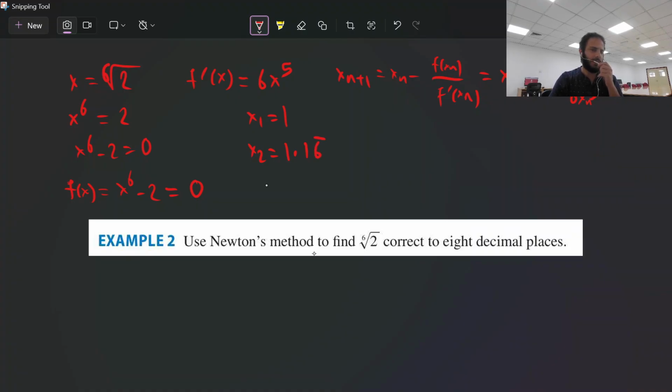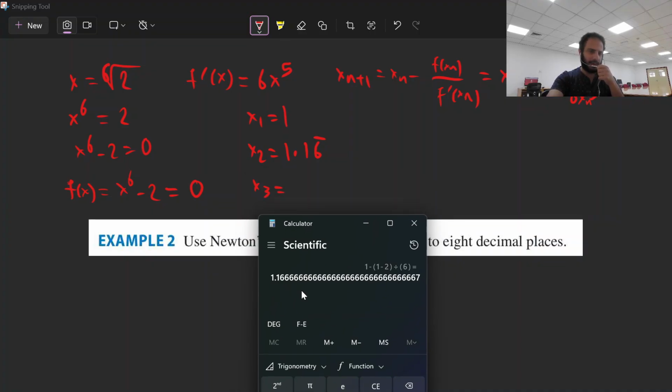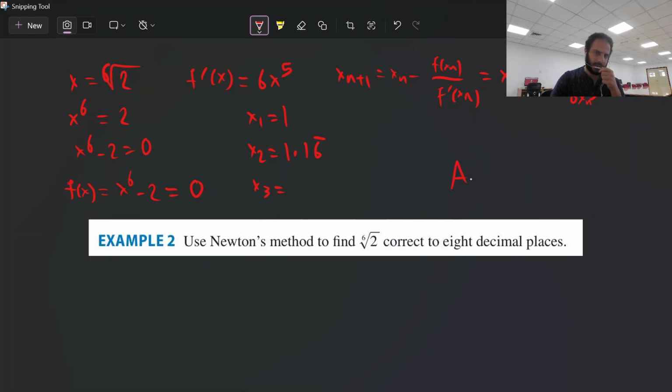Good? Now find x3. Again, you don't keep writing 1.166 each time you want to substitute the value. Me, I will use Control C, and you use this. When you click this answer button in your calculator, you will get this, and then you substitute it here. Are you good with this?